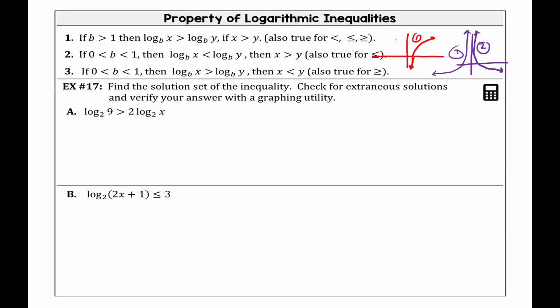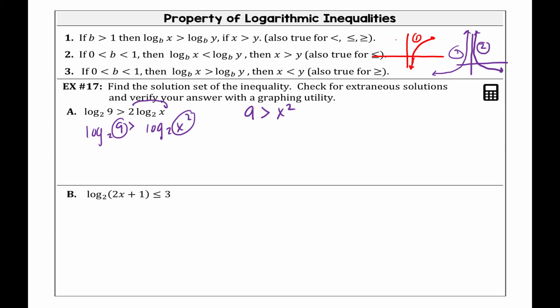So first we have: find the solution of the inequalities. Log base 2 of 9 is greater than 2 log base 2 of x. And again, here we want to apply our log properties that we know. So we're going to make our coefficient into a power. So now we would be working with log base 2 of 9 is greater than log base 2 of x squared. Okay. Now that our log bases are exactly the same, there's no lingering coefficients in front. All you're now focusing on is your arguments. So our arguments are 9 and x squared. So we're looking for when is 9 greater than x squared.